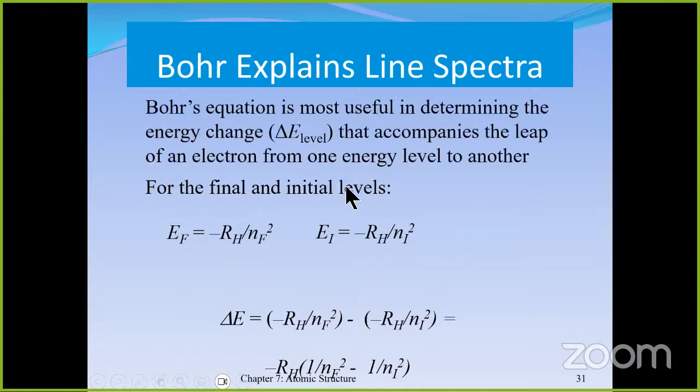We can calculate, based on the equation derived by Bohr, the energy difference between two orbits when an electron makes a transition from one to the other, right? So this is the equation for the final orbit that the electron is moving to. And this would be the formula for the energy of the orbit that the electron is moving from, right?